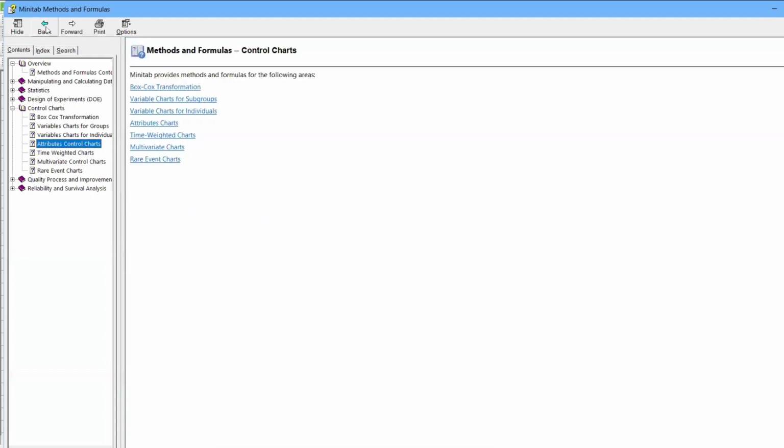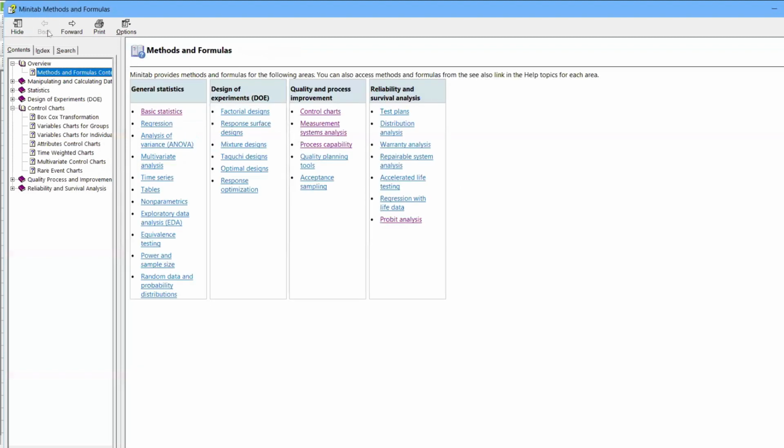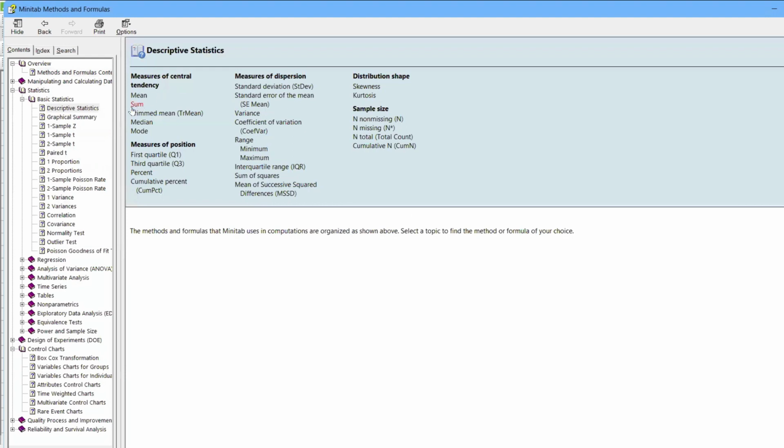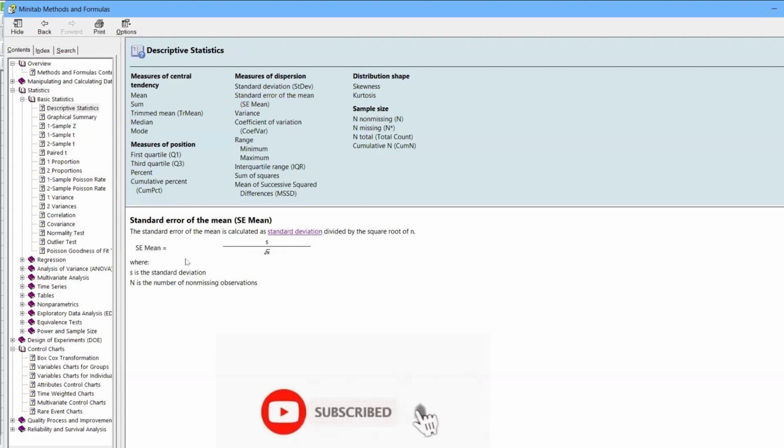Like this, you can come back, and let's say you want to know more about basic statistics, for example what is meant by one sample t-test, correlation, standard deviation, descriptive statistics. In descriptive statistics, these are all the terms you need to know: mean, sum, trimmed mean, median. Let's say standard error of mean, because this is important for hypothesis testing. We know that the standard error of mean is equal to standard deviation divided by the square root of n, right? So here you will find all that.